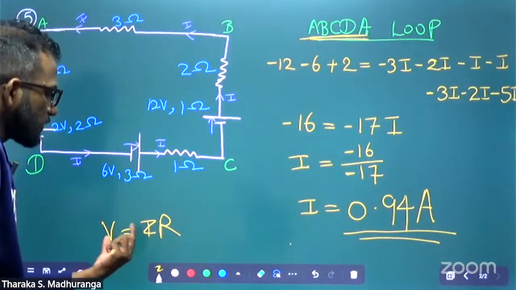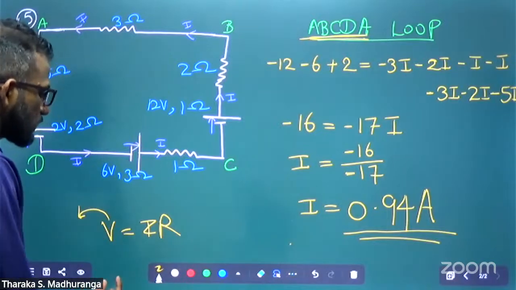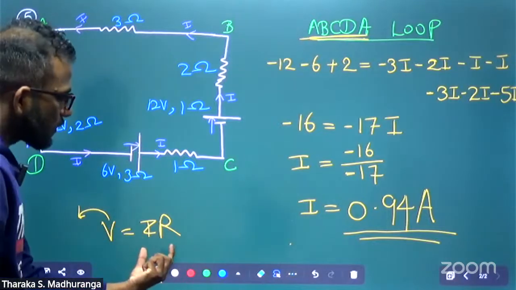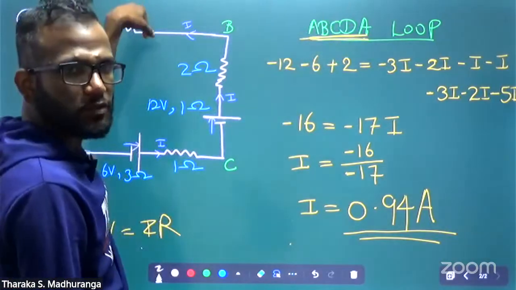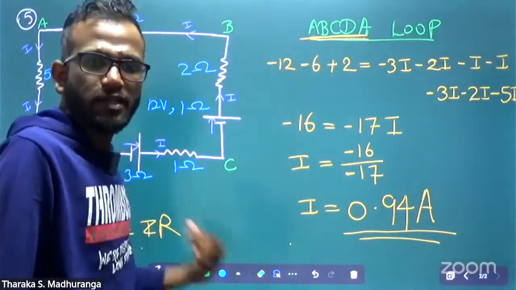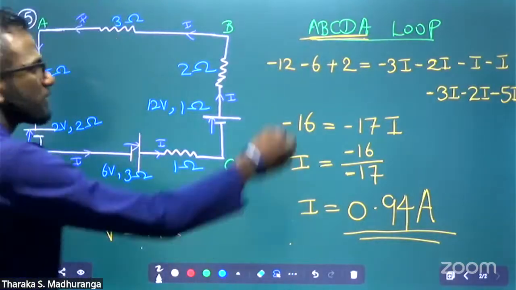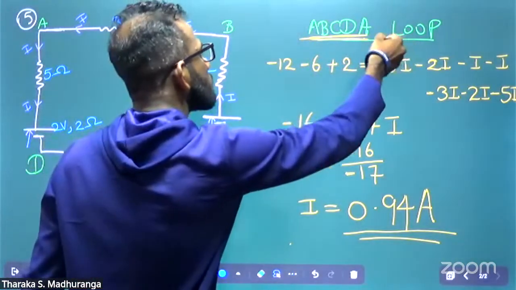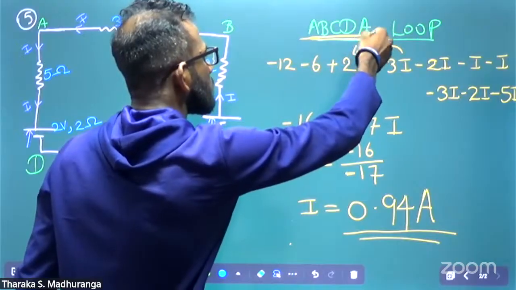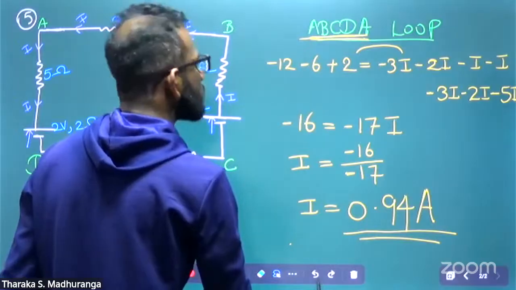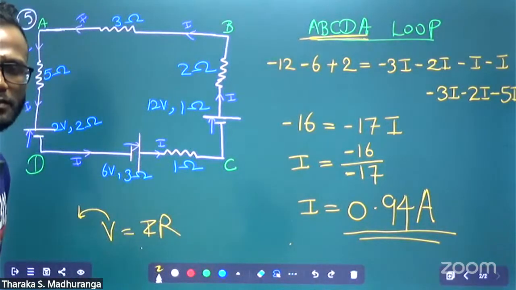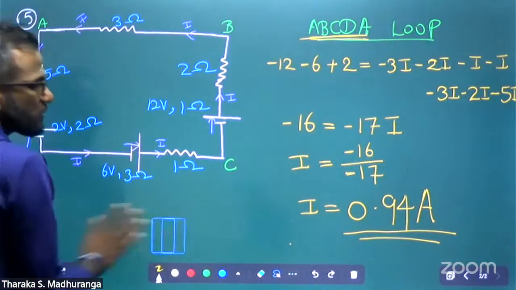That is the IR product. According to Ohm's law, V equals IR. Then we get V, the potential difference. I means current, R means resistance. The resistance value 3 multiplied by I gives the voltage. That's why the summation equals this voltage. Very simple thing.